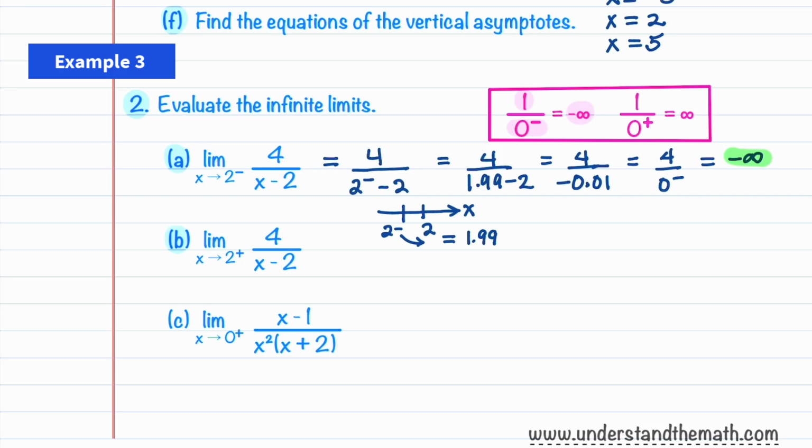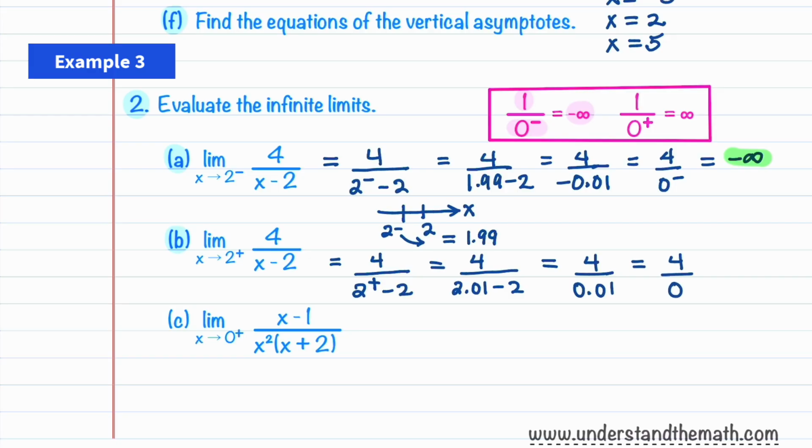Let's now look at part B. Again, we're going to start by plugging this in. So this is 4 divided by 2 from the right minus 2. We can think of a number 2 to the right as maybe 2.01. And then we subtract 2. So this is 4 divided by 0.01. So this is 4 divided by 0 from the right, just meaning it's really close to 0, but it's positive. And this is equal to positive infinity. I have that formula written up there if you want to memorize it.